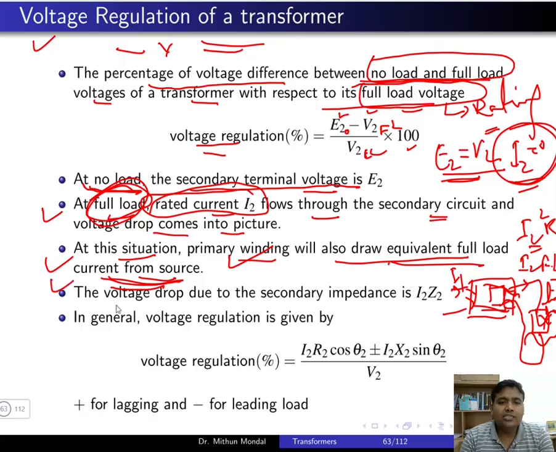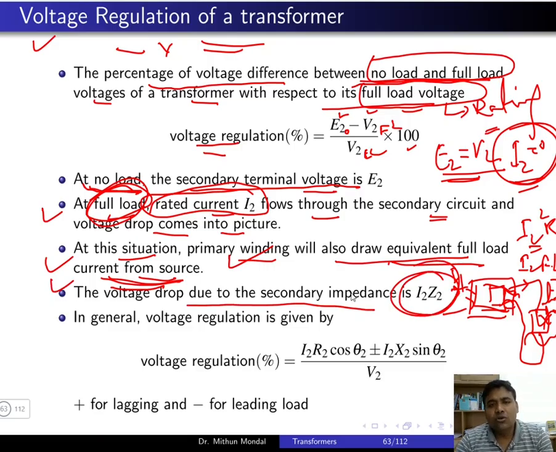So the voltage drop due to the secondary impedance is I2 Z2. Since the full load current I2 is flowing in the secondary circuit and the impedance in the secondary circuit is Z2, the voltage drop will be I2 into Z2. We have already calculated the losses in the transformer. So what is the voltage drop we have calculated?